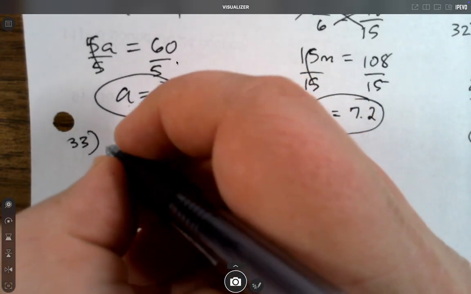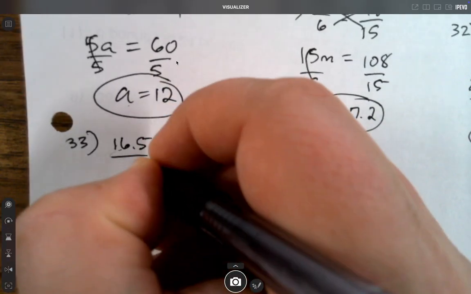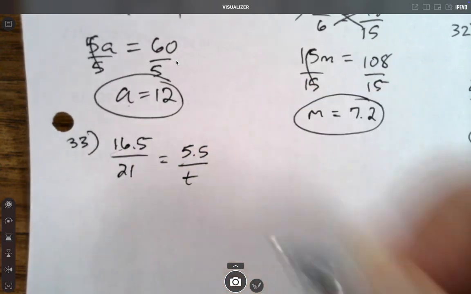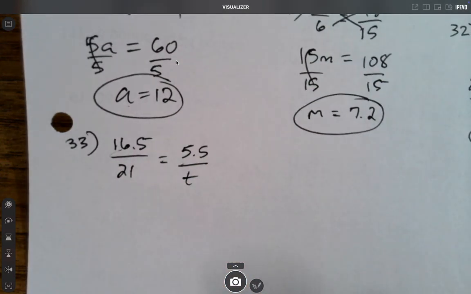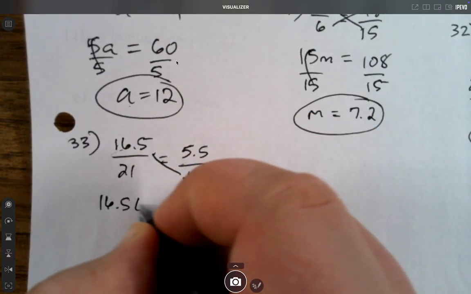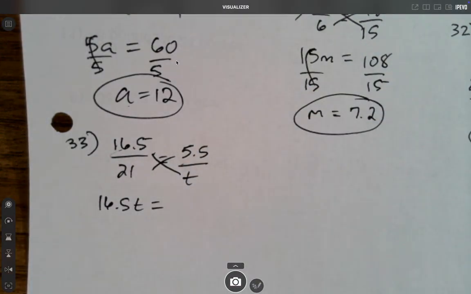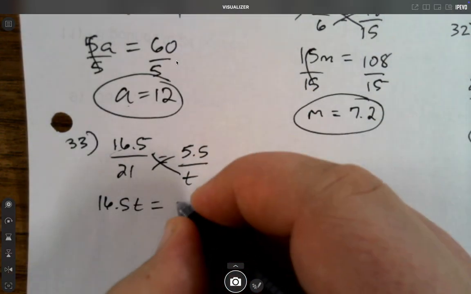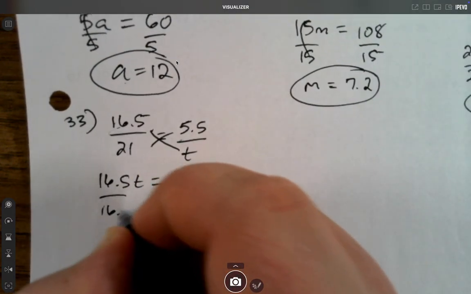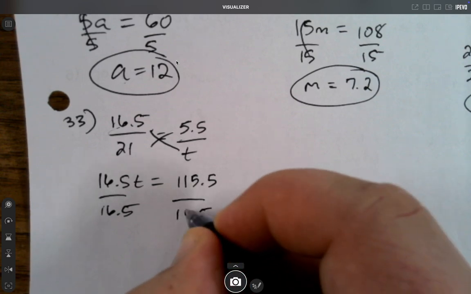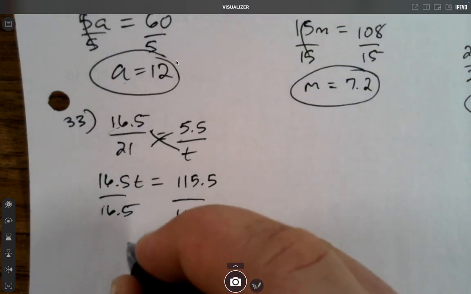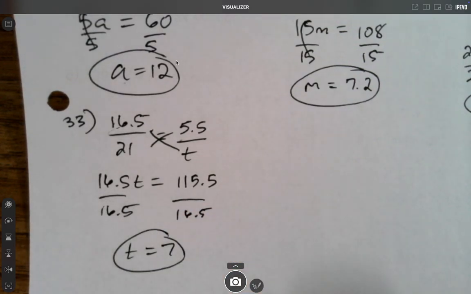Okay, 33. 16.5 over 21 equals 5.5 over T. So we cross multiply. 16.5 times T equals 21 times 5.5, which gives us 115.5. Then we divide both sides by the coefficient. And we get T equals 7.